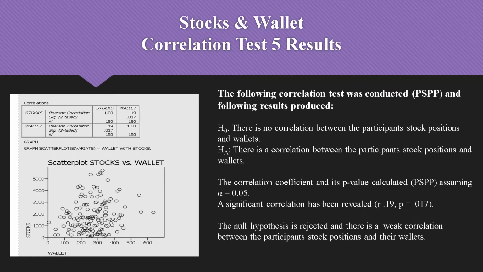Test number 5, stocks versus wallet. The null is no correlation between the stocks versus wallet, and the alternative, there is a correlation between the stock positions and the wallet. Our findings, a significant correlation was revealed based on the chart at the upper left. R equals 0.19 and P is 0.017. Again, the null hypothesis is rejected, but there's a weak correlation between the participant stock positions and their wallets. Weak, but still rejected.